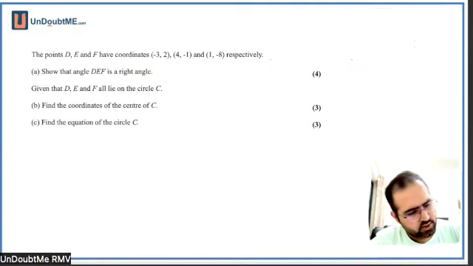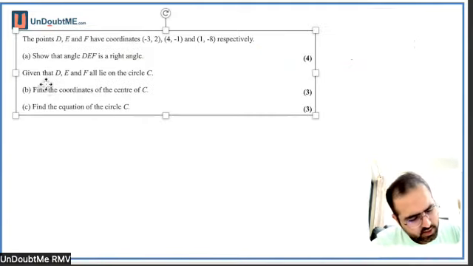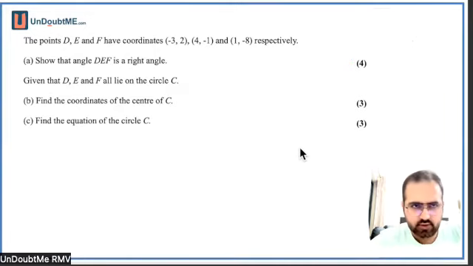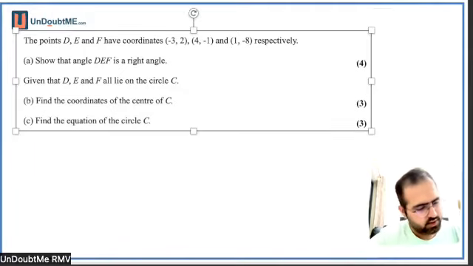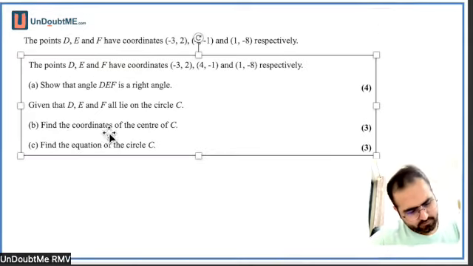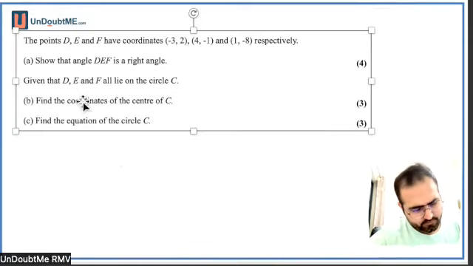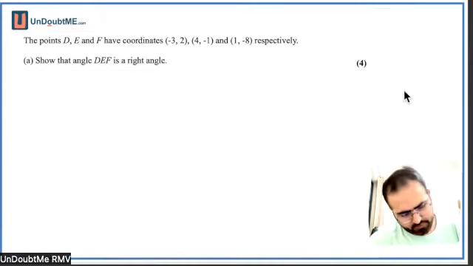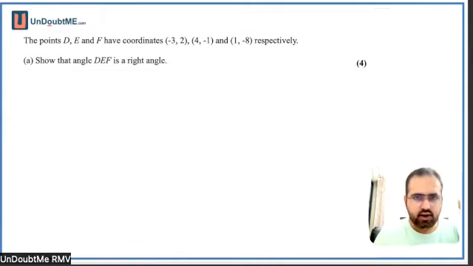Okay. So let's have a look at this question now. Points D, E, F have coordinates given. Show that the angle DEF is a right angle. Okay. Forget about the other points. We will first focus on this part only. DEF is a right triangle.